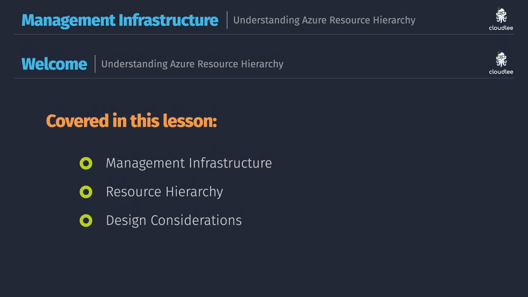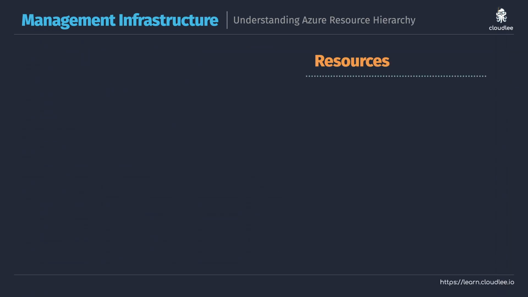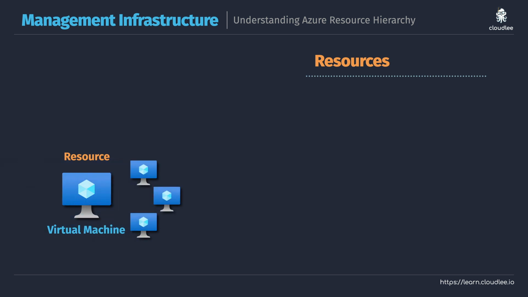Okay, first things first, let's have a chat about resources. What is a resource? It's the most fundamental building block within Azure. Well, a resource is just something that you deploy to Azure. So you might be working with virtual networks, firewalls, maybe a web application, or even a virtual machine. Whenever you deploy any of these things to Azure, that's called a resource. So let's say we deployed 4 virtual machines to Azure. That would mean that we have 4 resources within Azure.